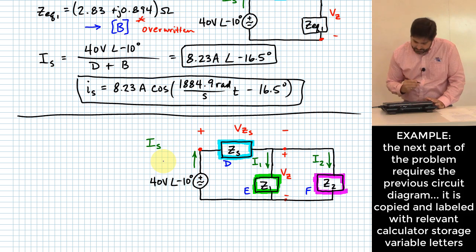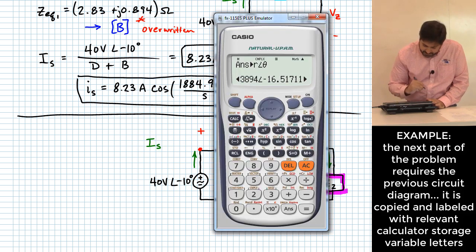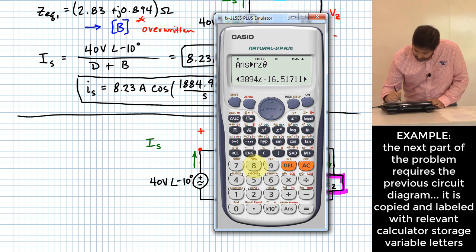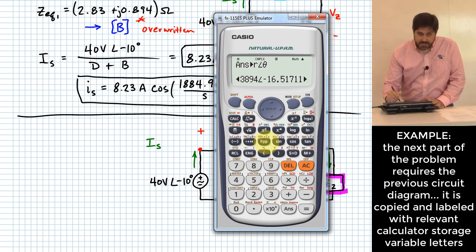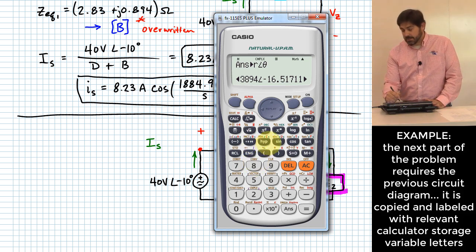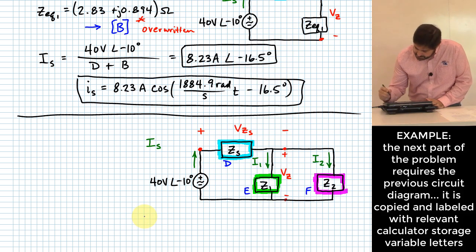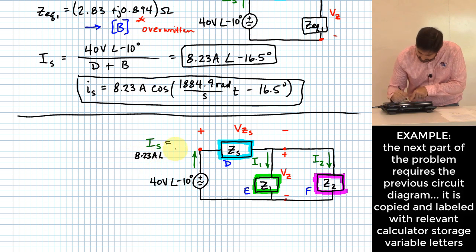Or did I store it? I don't know that I have stored it yet. I think it's still sitting on my screen here, so it's probably a good idea to store it. Where should I store it? Totally fine with me to store that into C, because C is another variable that I don't think I'm going to need again. Okay. So let me label this down here and say IS is just going to be equal to 8.23 amps at an angle of negative 16.5 degrees. And I will note there that that was stored into C.